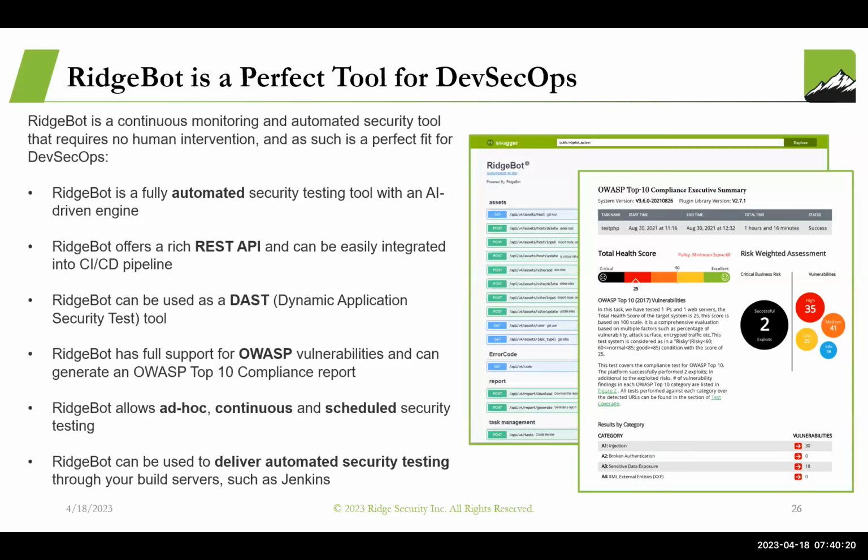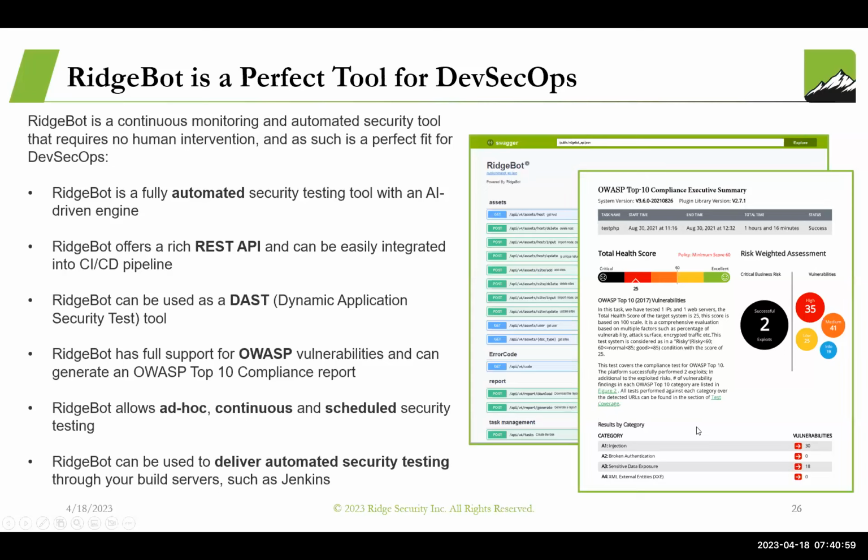So to summarize why Ridgebot is a perfect tool for DevSecOps, just a few bullet points. I won't go over every bullet point that I have listed here, just some of them. I want to mention that Ridgebot has full support for OWASP vulnerabilities, and it generates a nice OWASP top 10 compliance report, which you see on the right-hand side. At the bottom of the report, for example, right here, you see 4 out of the 10 categories, the A1 through A10. The rest of them are on the next page.